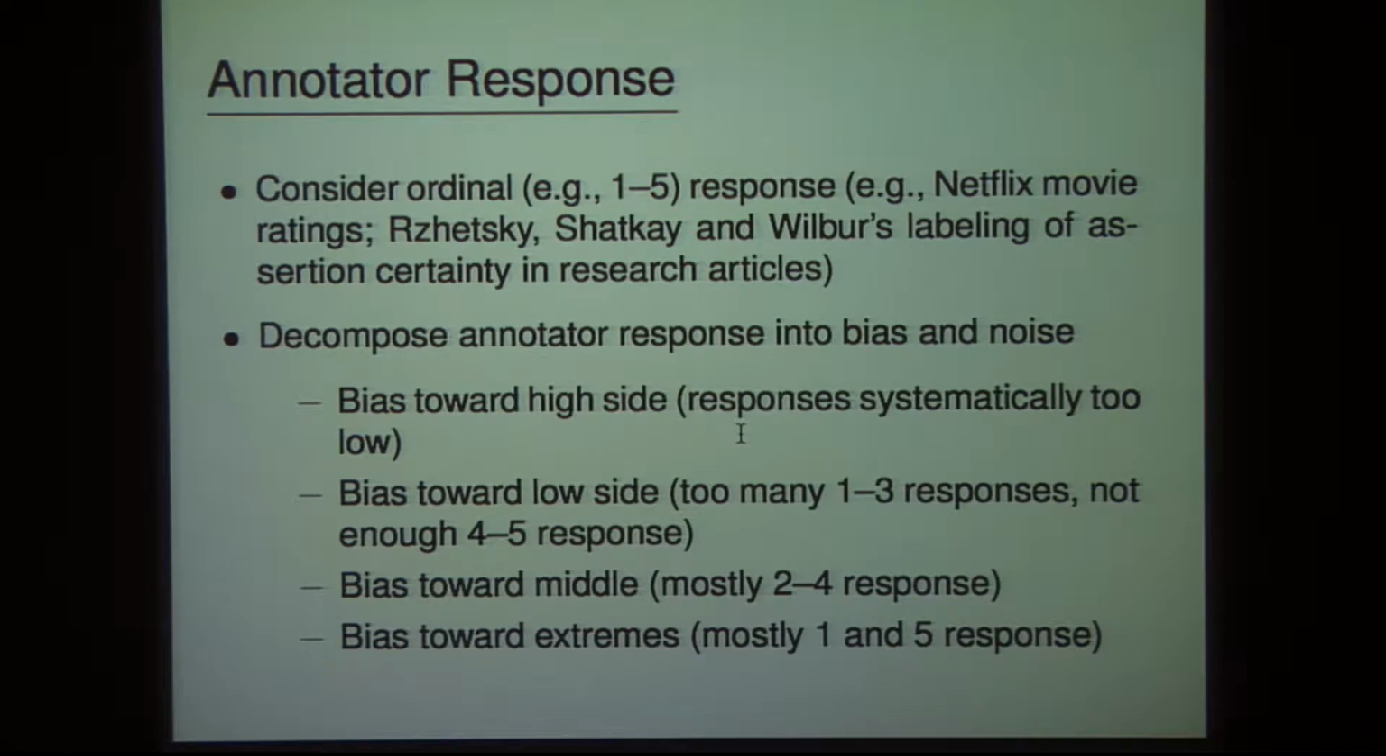So think about decomposing the annotator responses in this point, right? You might have an annotator who biases to the high side, right, or biases to the low side. Right, this might be easier to think about in terms of movie ratings. You might have people who give all 1 to 3 responses or all 4 to 5 responses, right? Similarly, you can think about paper reviewing, right?